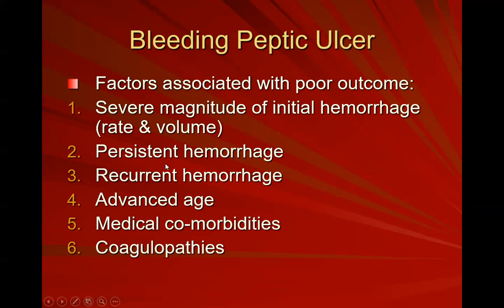Persistent hemorrhage. As we said, if the bleeding did not stop, or if it stops and recurs another time. Advanced age, because of the comorbidities and coagulopathies. Those who have liver disorders, which affect the production of the coagulation factors, would also suffer, because we have a prolonged bleeding time and elevated PT and APTT.